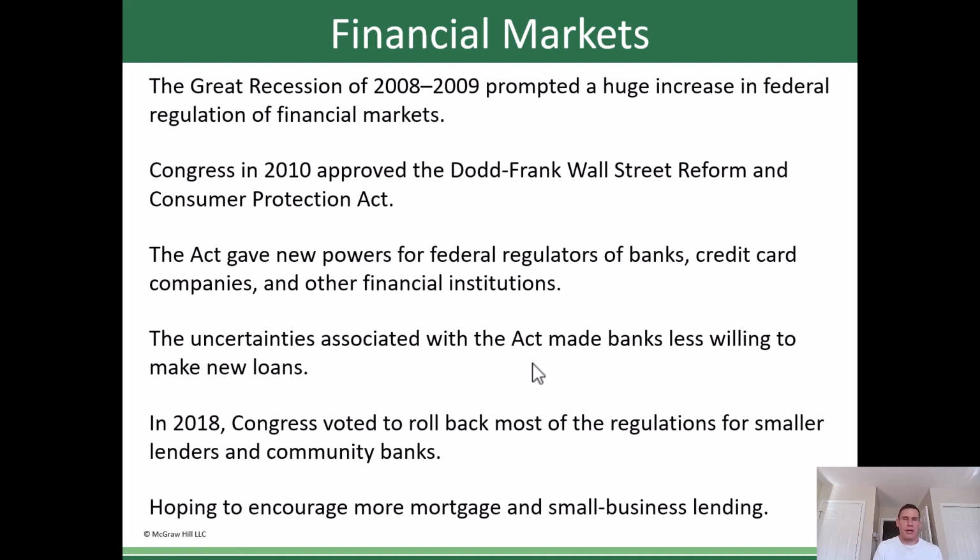And financial markets. The Great Recession of 2008, 2009, the housing crash, if you will, prompted a huge increase in federal regulation of financial markets. Congress in 2010 approved the Dodd-Frank Wall Street Reform and Consumer Protection Act. The act gave new powers to federal regulators of banks, credit card companies, and other financial institutions. The uncertainties associated with the act made banks less willing to make new loans. So it had a bad effect in that sense. In 2018, Congress voted to roll back most of the regulations for smaller lenders and community banks. The goal was to encourage more mortgage and small business lending.